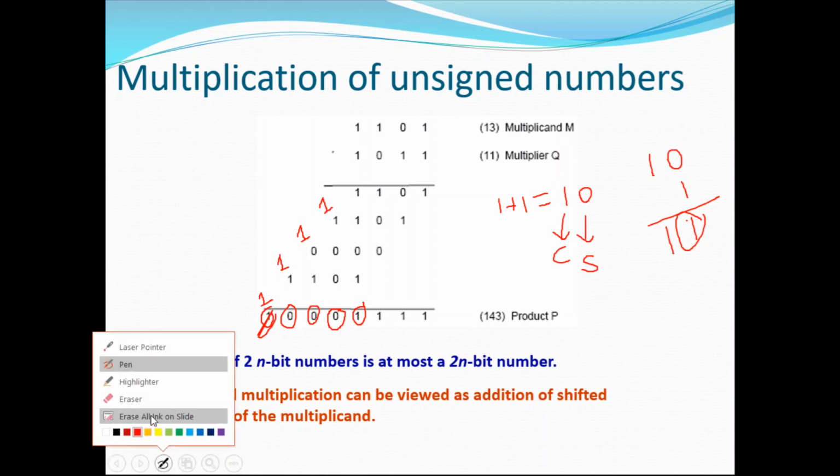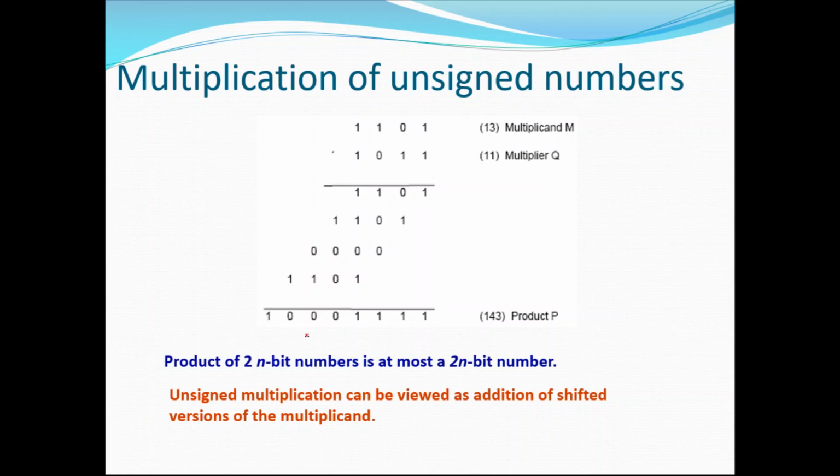This is a binary value. You can convert it to decimal. When you convert it to decimal, it is 143. This is 2 to the power 0, this is 2 to the power 1, this is 2 to the power 2, this is 2 to the power 3, then 2 to the power 4, 5, 6 and 7. You just add all these things. What is 2 to the power 7?